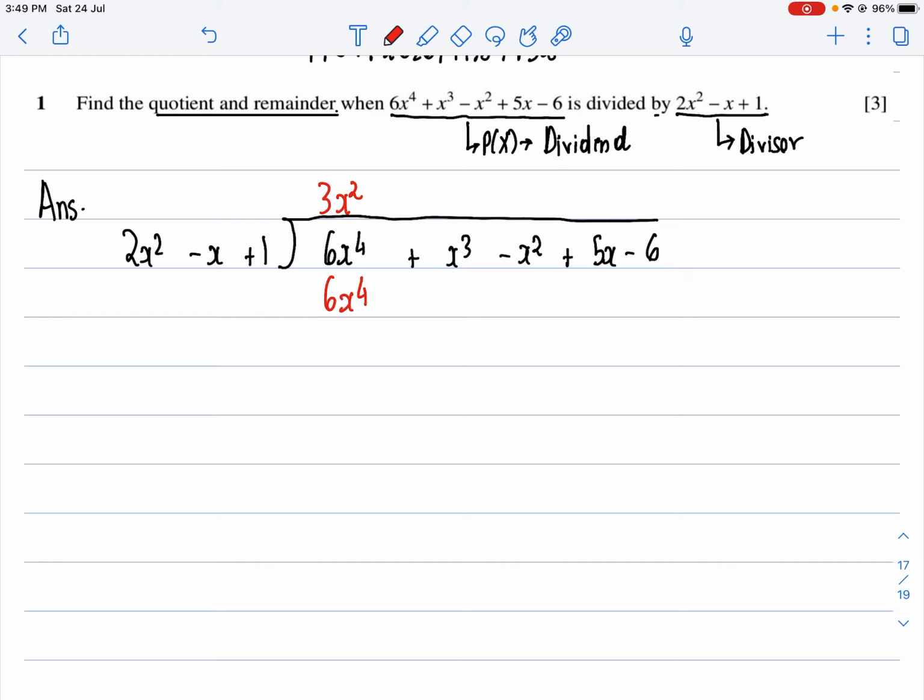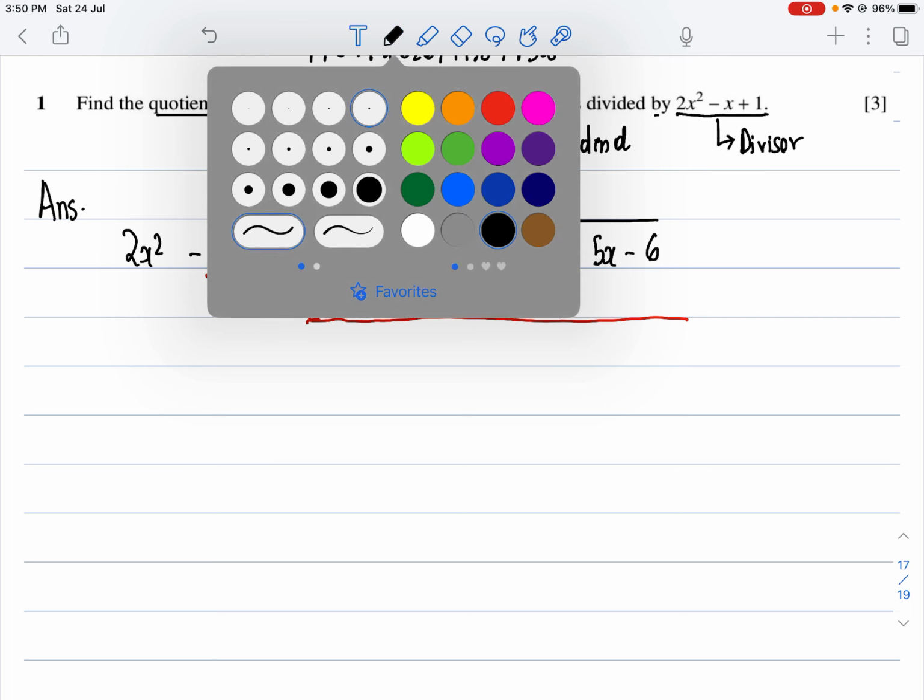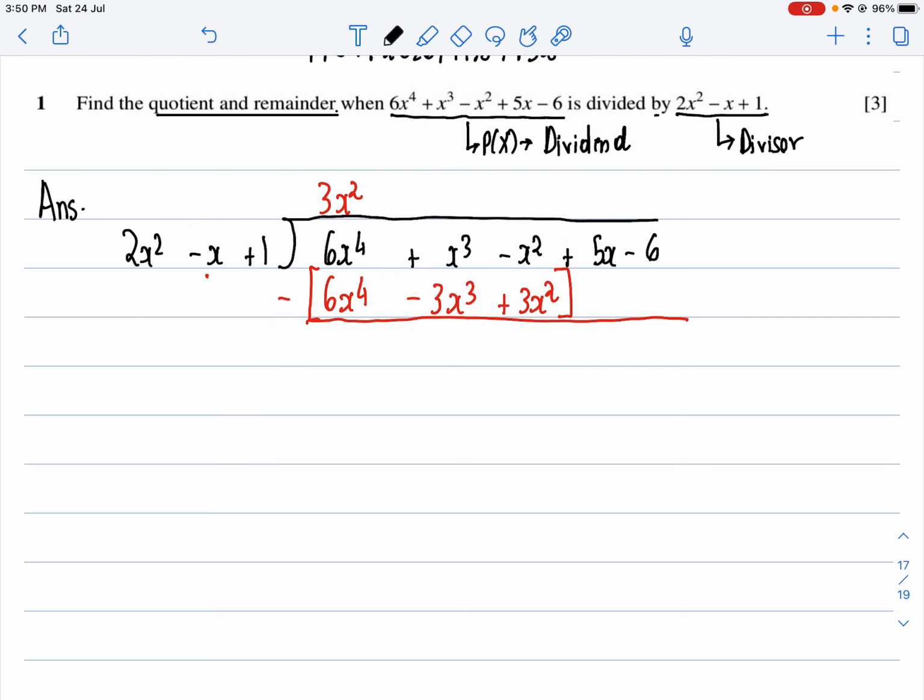Now, I do minus x multiplied by 3x square, which basically gives me minus 3x cube. And now I do 1 into 3x square, where I simply get 3x square. Now I can multiply this full thing by negative, correct? This is the same type like what we did above, so that you understand the concept properly. And I can take 5x minus 6 down, obviously.